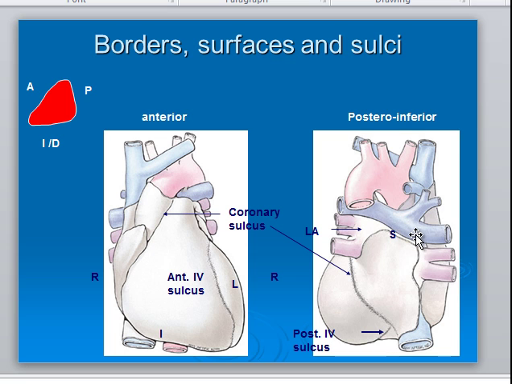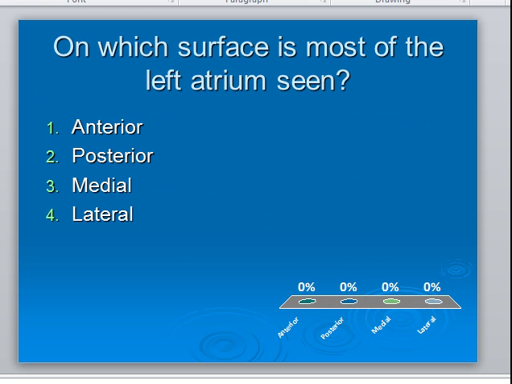This is the posterior surface, and you can see this is most of the left atrium. So that's the posterior surface, and most of the left atrium is seen on that.